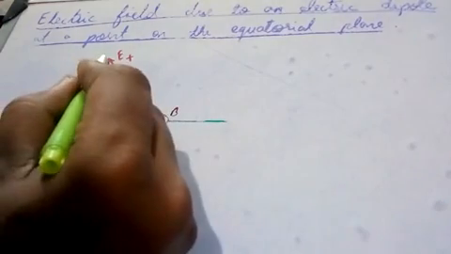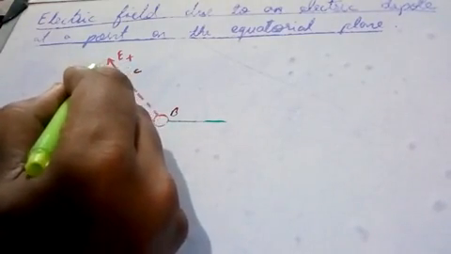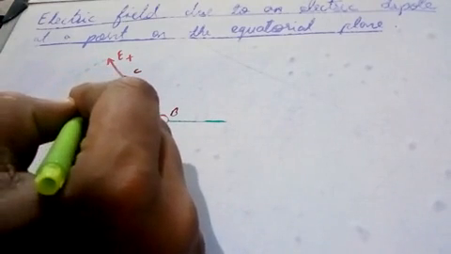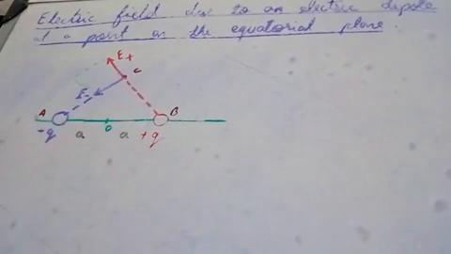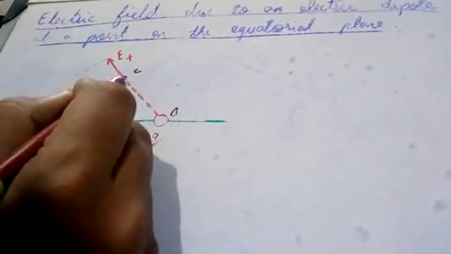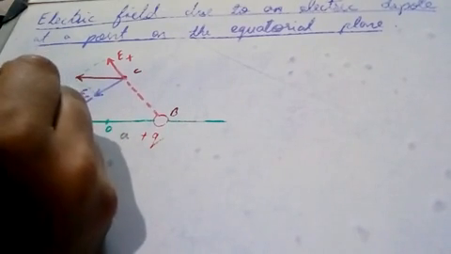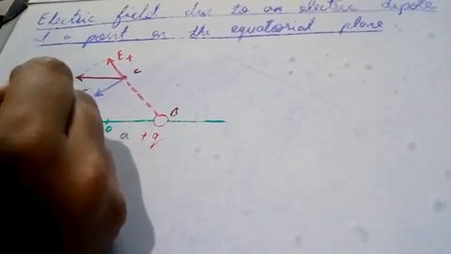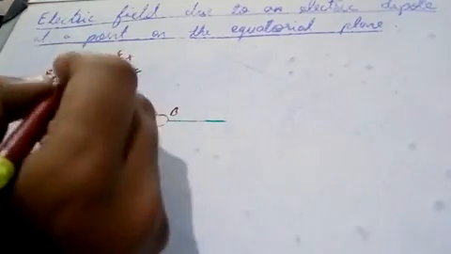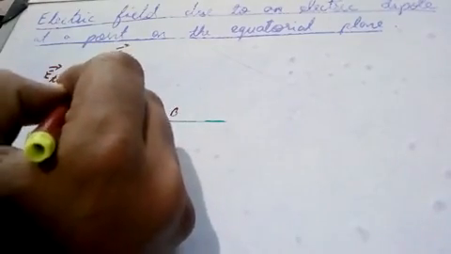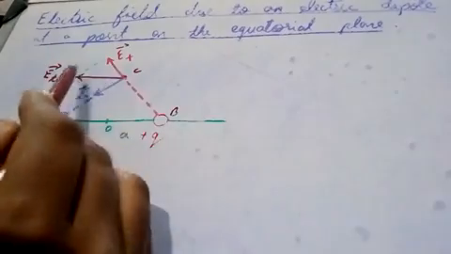Now we can add them using vectors. You can use the parallelogram law and construct a parallelogram, and then let's see the net electric field. The net electric field will travel in this direction. This will be the net or total electric field, E total. These are all vectors, so the net electric field travels this way.